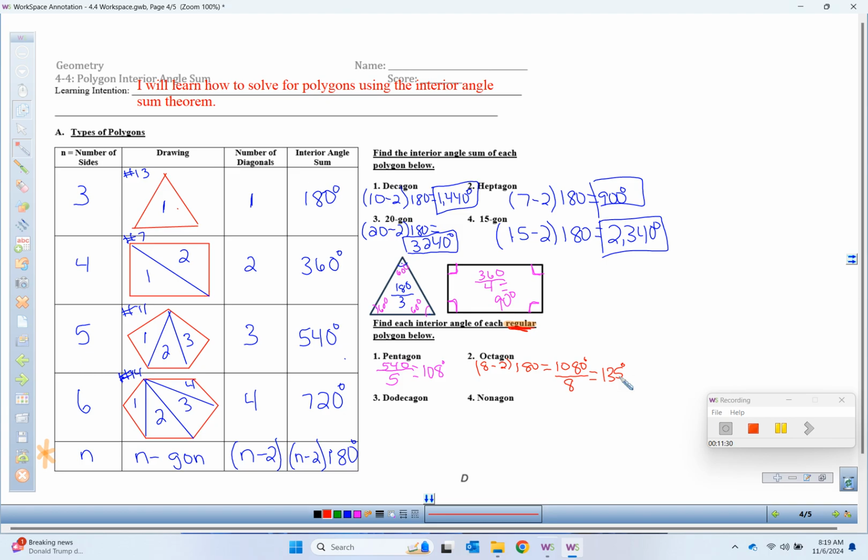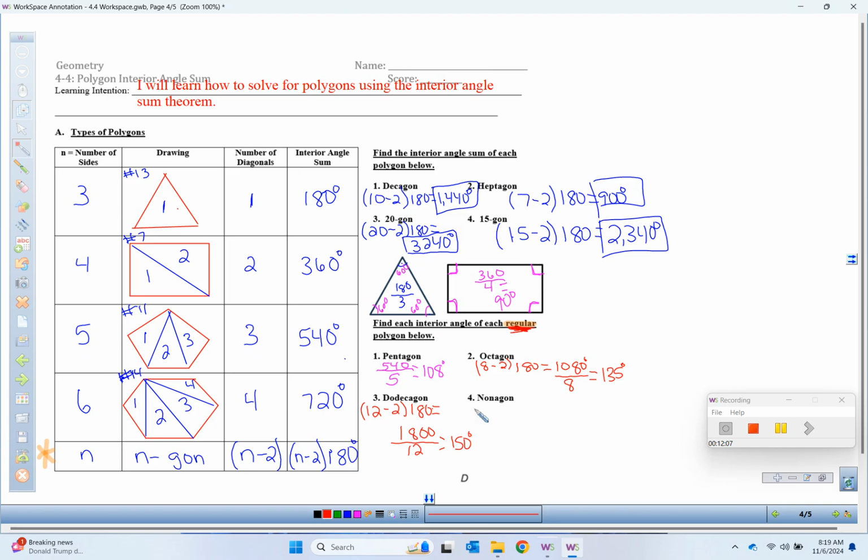Okay, a dodecagon has 12 sides. So once again, using this formula here, it's not on our chart. So we need to find the interior angle sum, which is 12 sides minus 2 times 180. And this equals 1,800, which is 10 times 180. Now, if it's regular, we just take it divided by the amount of sides because they're all going to be the same. And we should get 150 degrees for each interior angle.